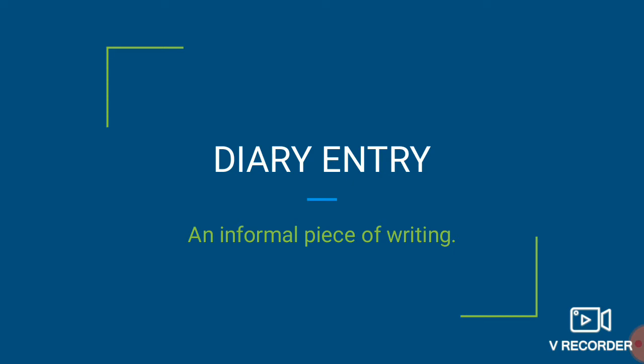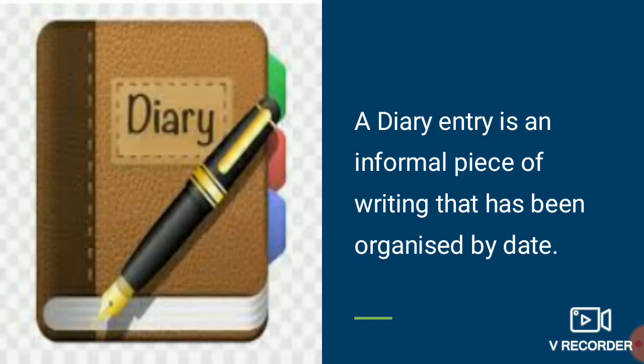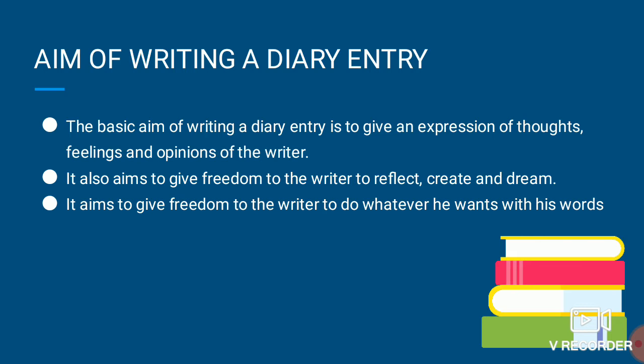A diary entry is an informal piece of writing that has been organized by date. The date should be mentioned because it is one of the most important features of writing the diary, because it is a record of your day-to-day activity. A diary is a record with discrete entries arranged by date, reporting on what has happened over the course of a day or other period. Now, the aim of writing a diary entry.